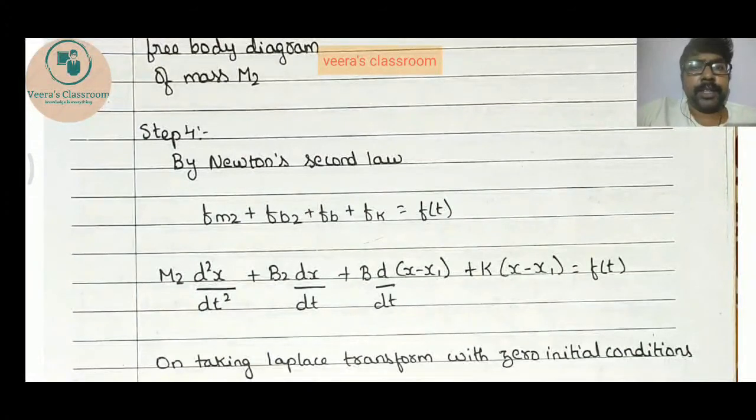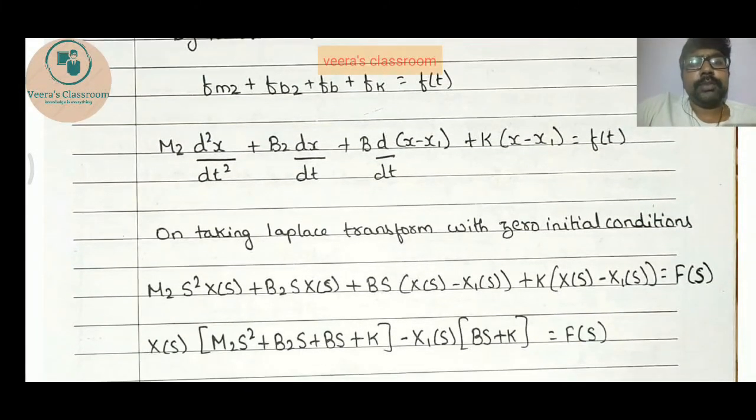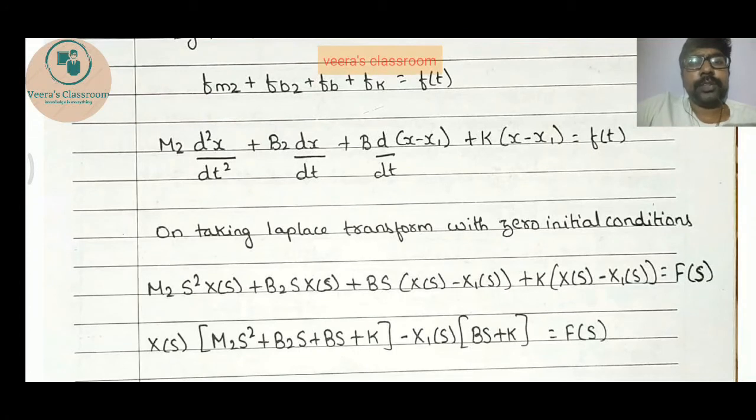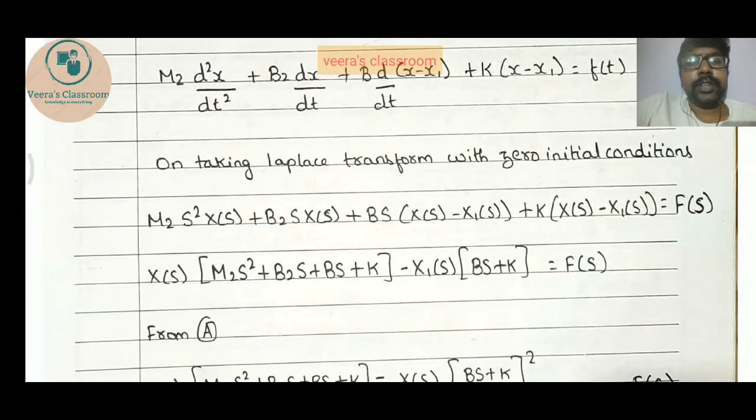By taking the Laplace transform, as I told you earlier, the differentiation dx/dt will give you s into capital X(s). So the terms will be m2 s² X(s) plus b2 s X(s) plus bs (X(s) minus X1(s)) plus k (X(s) minus X1(s)) equal to F(s). We take X(s) as common: X(s)(m2 s² + b2 s + bs + k) minus X1(s)(bs + k) equal to F(s).